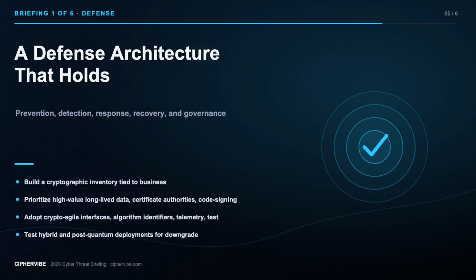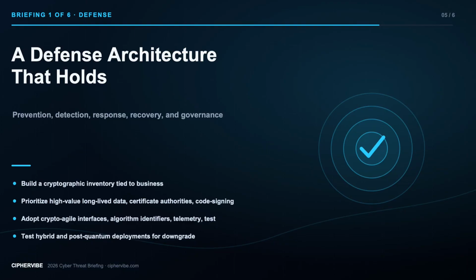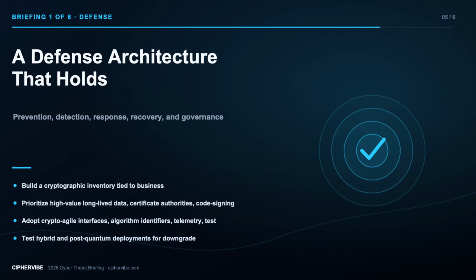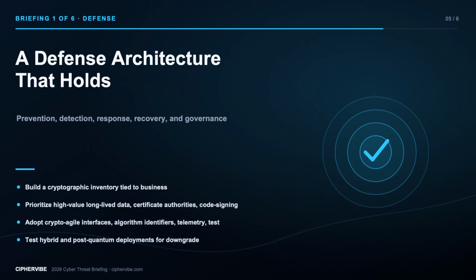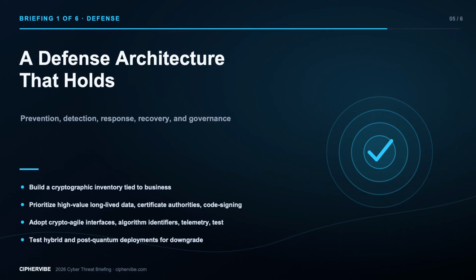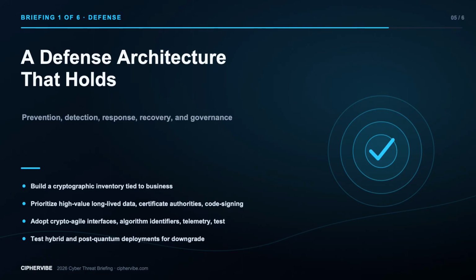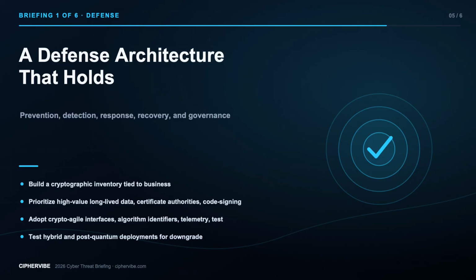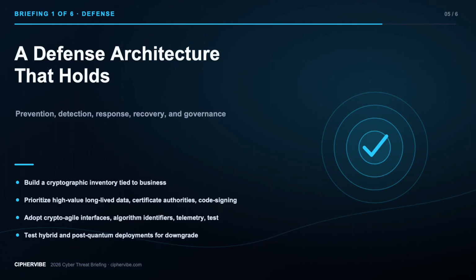Reliable security uses layers because no single control can prevent every failure. First, build a cryptographic inventory tied to business services, data lifetime, identity flows, owners, and replacement dependencies. Second, prioritize high-value long-lived data, certificate authorities, code signing routes, administrative access, and externally exposed key exchange. Third, adopt crypto-agile interfaces, algorithm identifiers, telemetry, test vectors, and versioned policy so algorithms can change without redesigning every application.